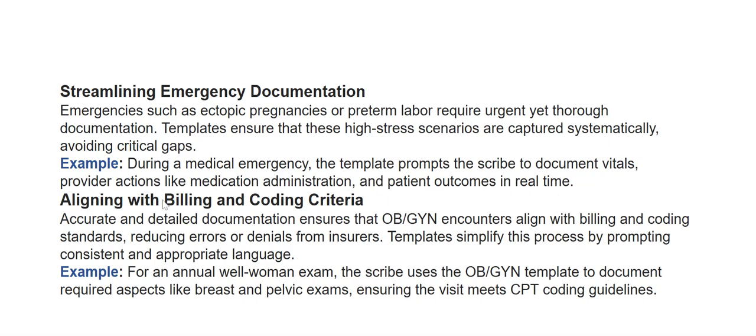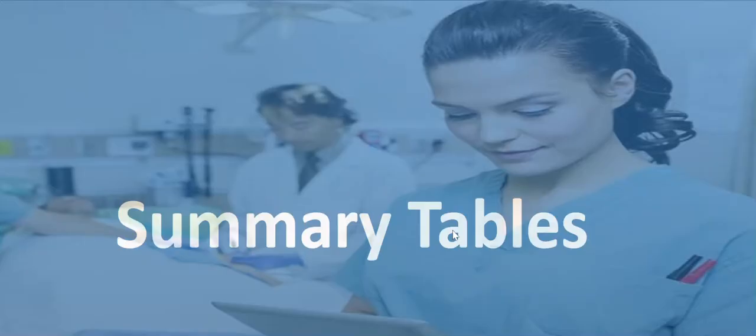Aligning with billing and coding criteria. Accurate and detailed documentation ensures that OB/GYN encounters align with billing and coding standards, reducing errors or denials from insurers. Templates simplify this process by prompting consistent and appropriate language. Example: for an annual well woman exam, the scribe uses the OB/GYN template to document required aspects like breast and pelvic exams, ensuring the visit meets CPT coding guidelines.